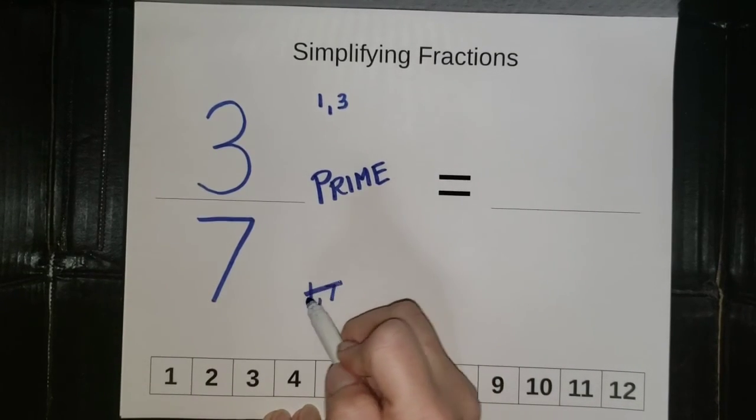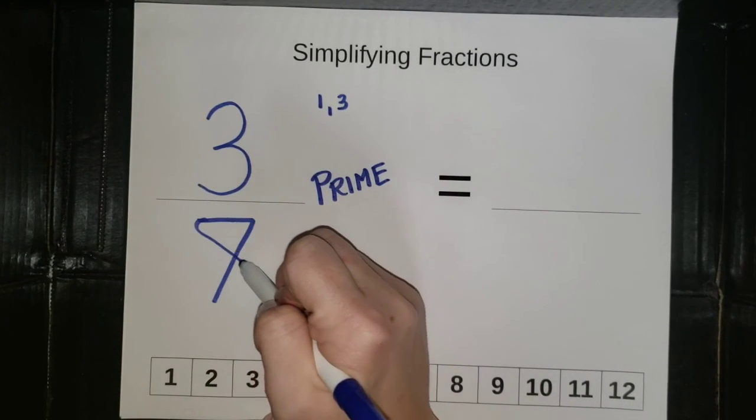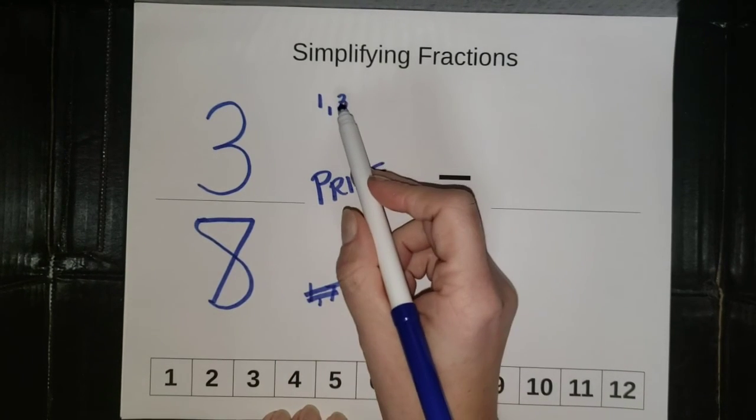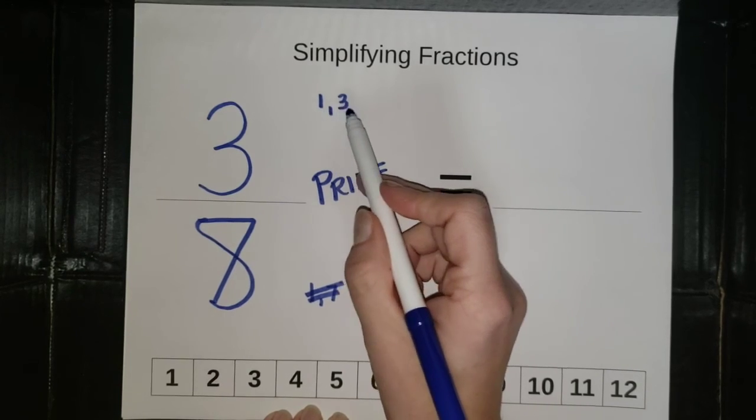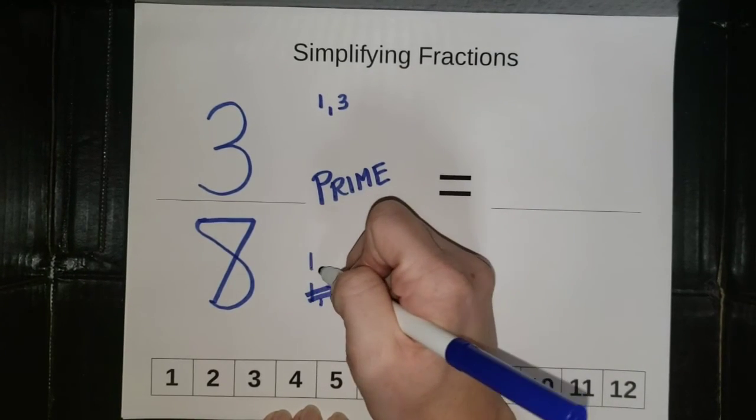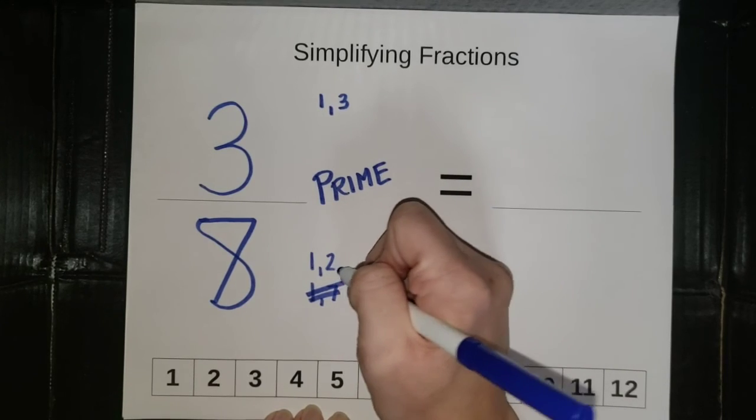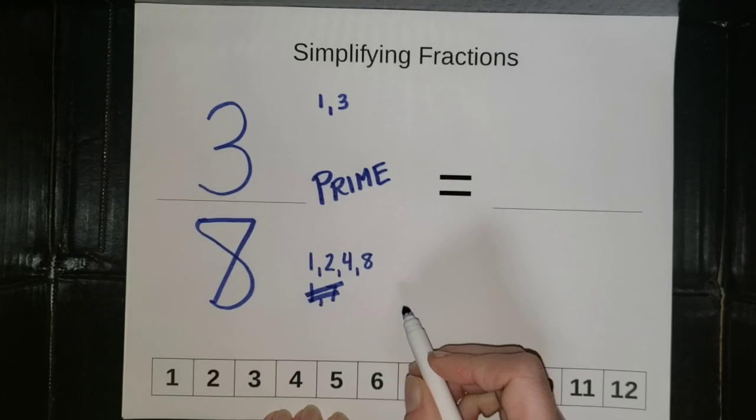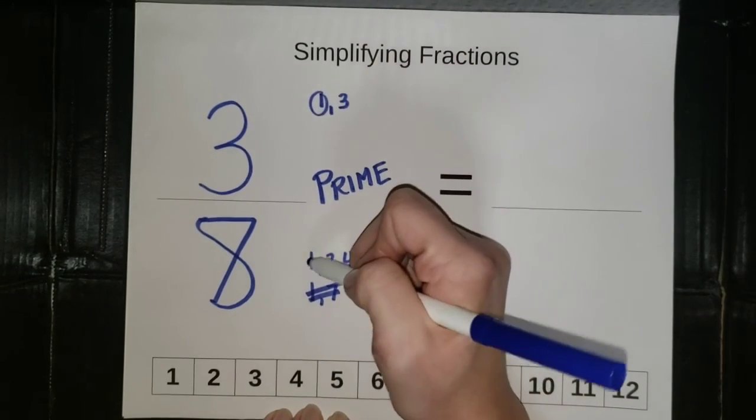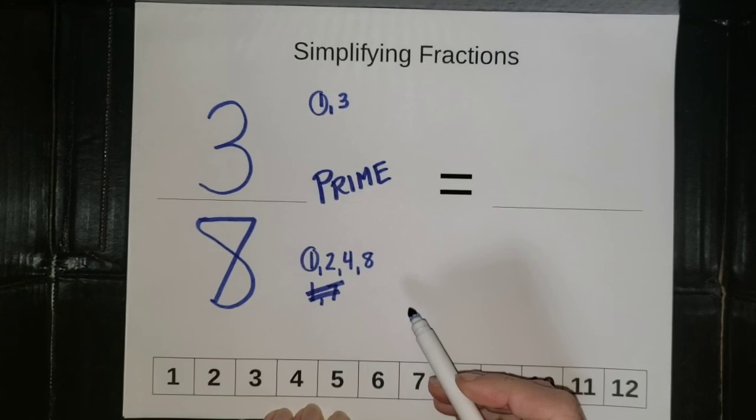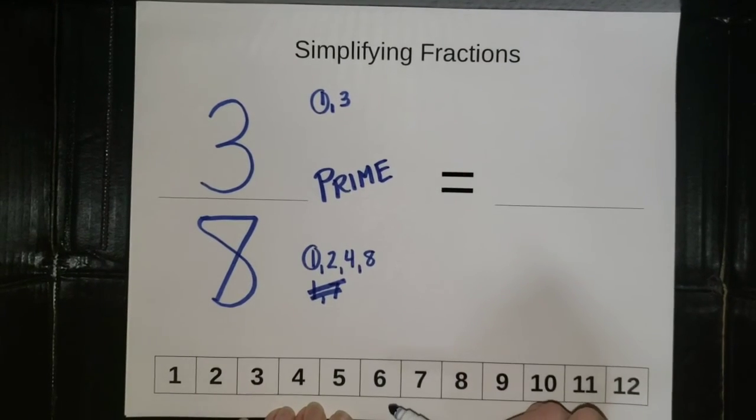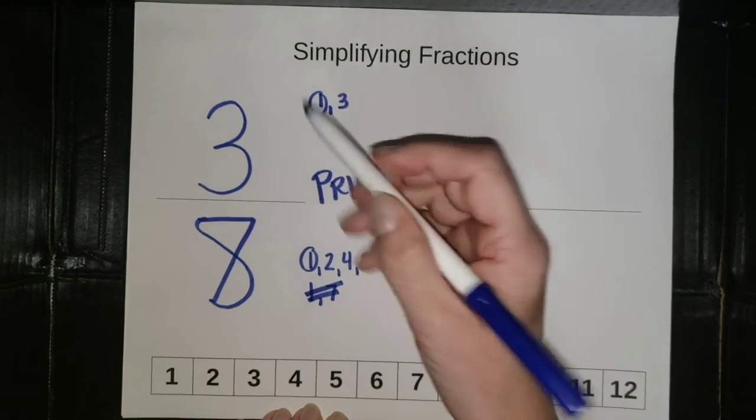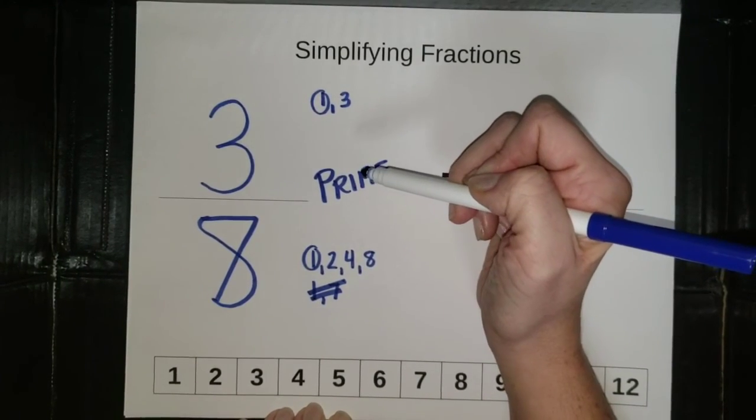But what if it was 3/8? Our factors of 3 are 1 and 3, and our factors of 8 are 1, 2, 4, and 8. So even though they only have the greatest common factor of 1, in this case, this number is prime.